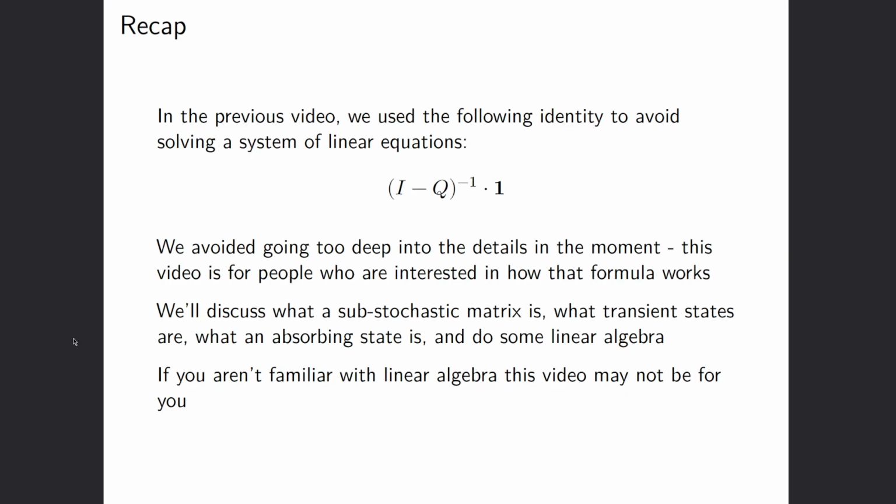So again, in that previous video, we used this identity to avoid solving a system of linear equations, which was I minus Q inverse, and then summing those rows of that matrix by multiplying by the one vector. So we avoided going too deep into the details in that video, but this video is for people who are more interested in how that formula works. What is a substochastic matrix? What are transient states? What is an absorbing state?